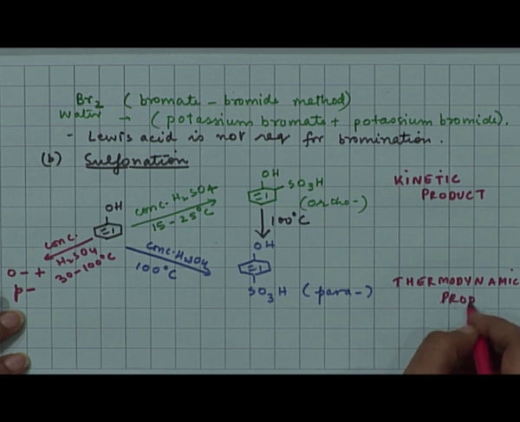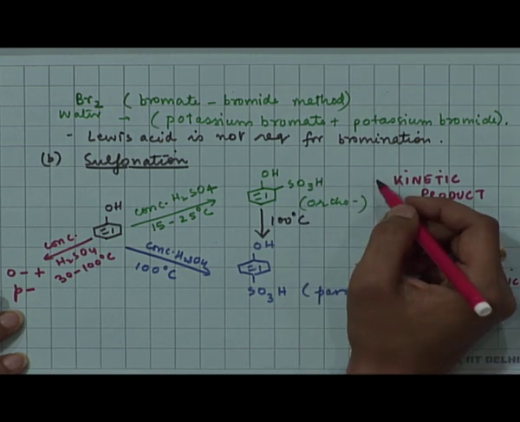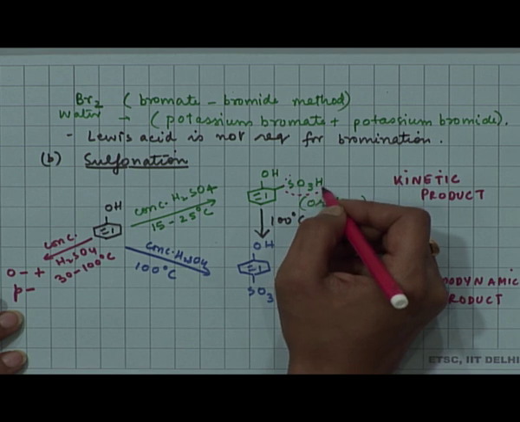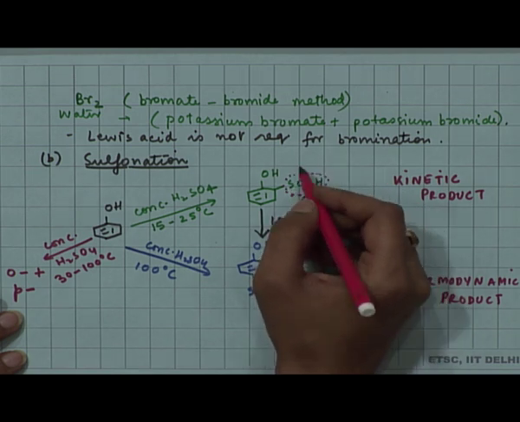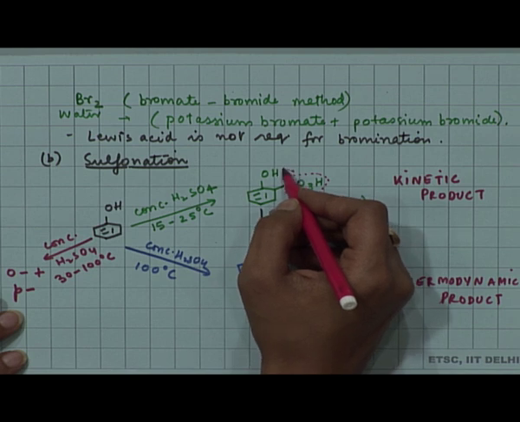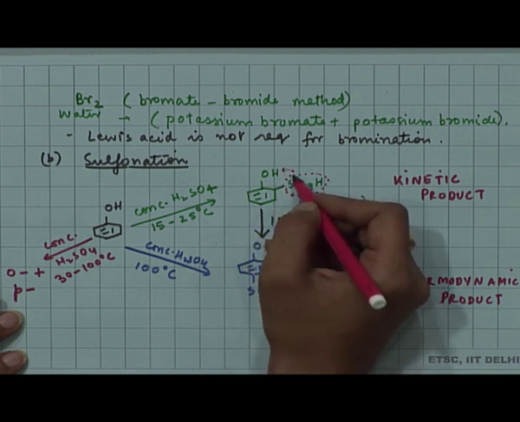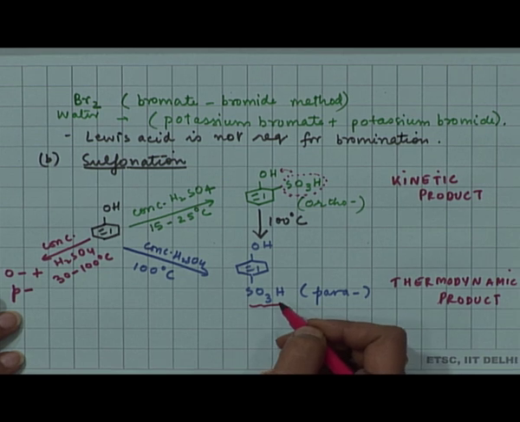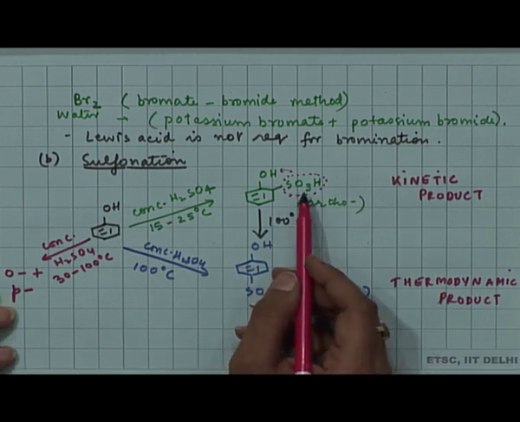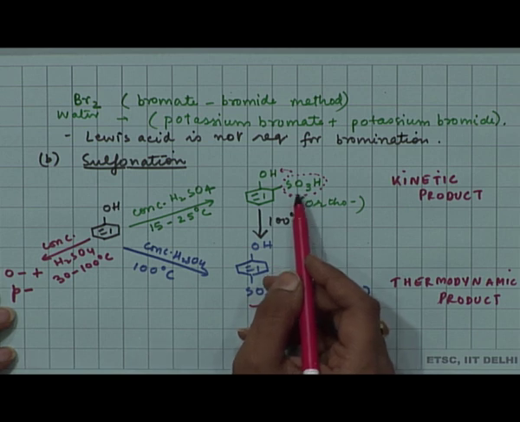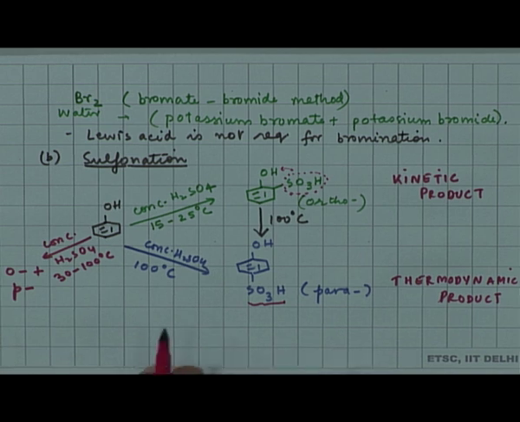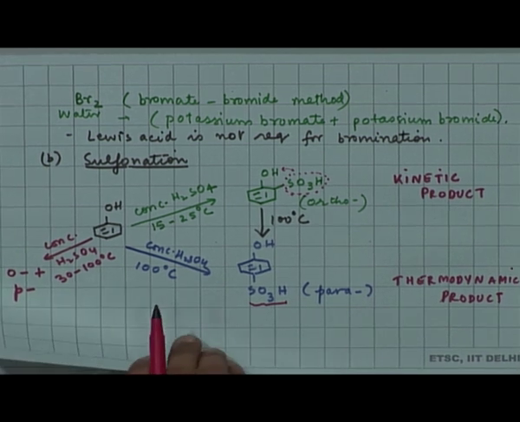So, we get a thermodynamic product if we heat it at high temperature. Sulfonic acid is a very bulky group, and it will not like to stay at the ortho position next to the hydroxy, and therefore, it will migrate, it will prefer to stay at the para position at a high temperature, because the ortho is not the most thermodynamically favorable position for the sulfonic acid. It is a bulky group. So, that is why the para substituted product is thermodynamically favorable and the ortho one forms as a kinetic product at low temperature.